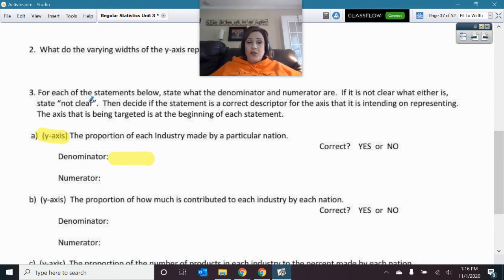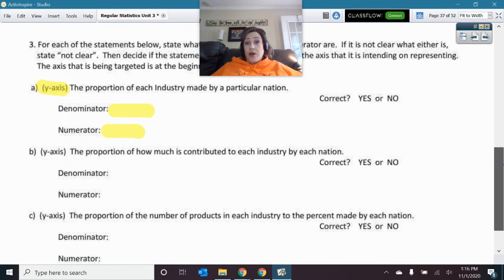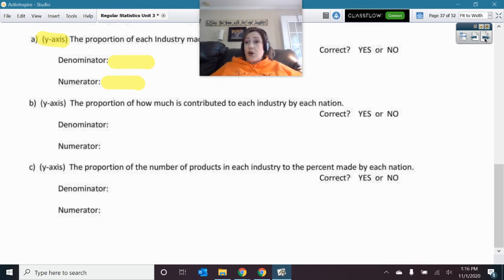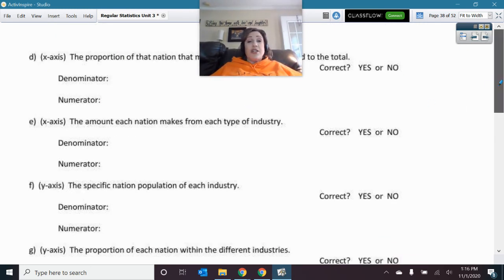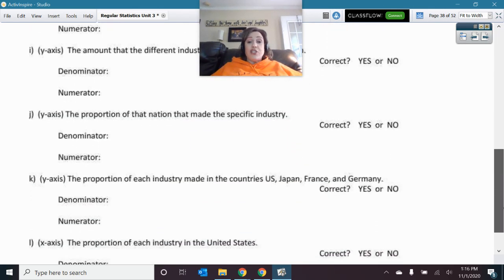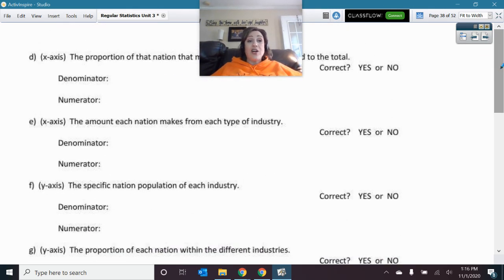But if it's unclear, if you can't tell what their denominator or numerator is, you can write not clear or unclear. Okay? Because I want you to analyze the statements and see if they say what they are intended to say. And then based on that, would this be something that you would mark as a correct statement? Okay? Would you go ahead and accept that or not? And so you're going to do that for all of these different statements here so that you hopefully have a clear understanding of how you can and cannot say what the x-axis and y-axis represent.